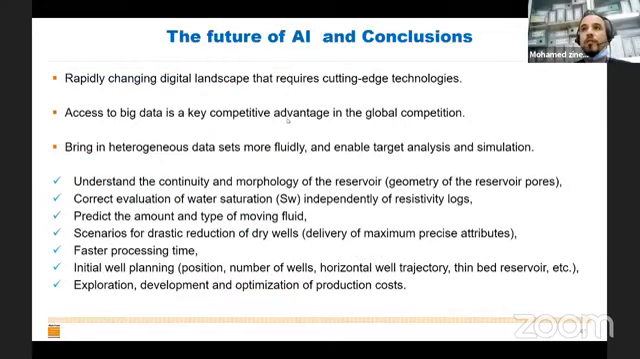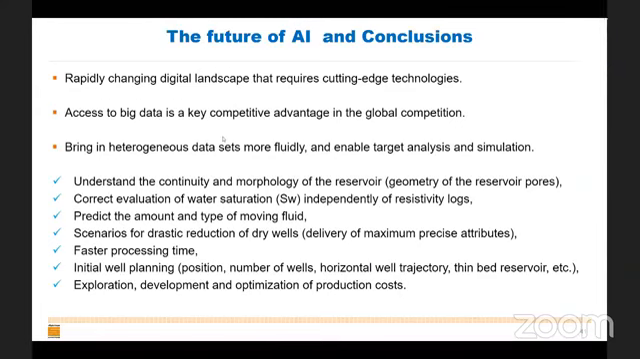At the end, as the future of artificial intelligence and conclusions, we can say that artificial intelligence is rapidly changing the digital landscape, which requires cutting-edge technologies. I would like to invite all these young researchers to understand the continuity and the morphology of the reservoirs and their geometry, to explore the newest artificial intelligence algorithms in order to adapt them to the needs and specifications of Algeria.